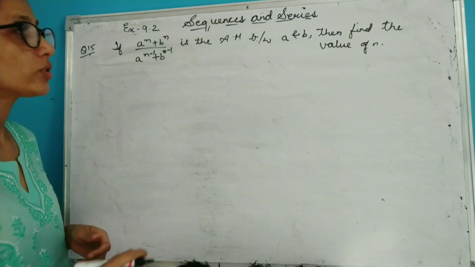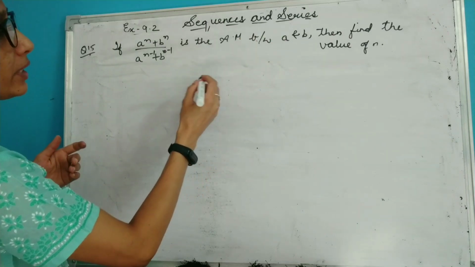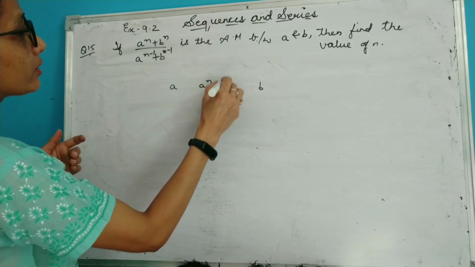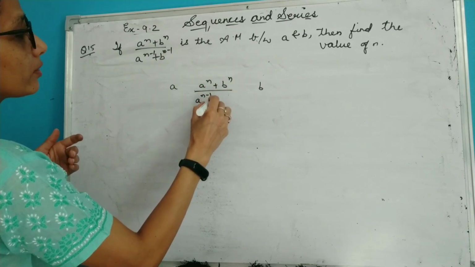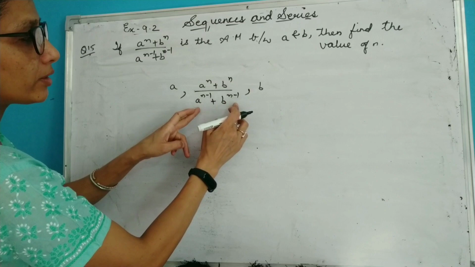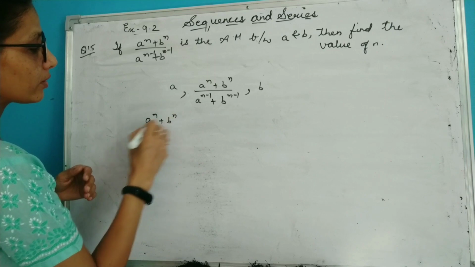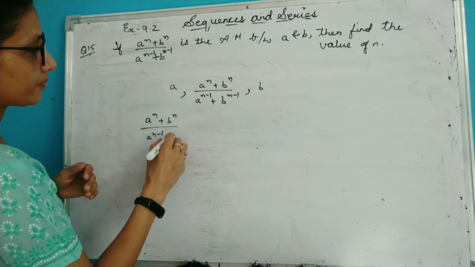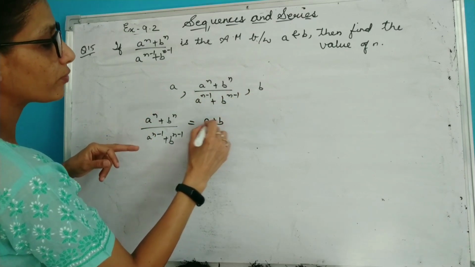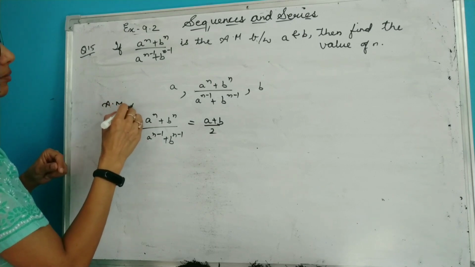Let's see this question, children. It is given that this is the arithmetic mean between a and b. So say a and b, and this is the arithmetic mean. So we know that arithmetic mean can be written as half of the sum of these two. So this is your arithmetic mean.